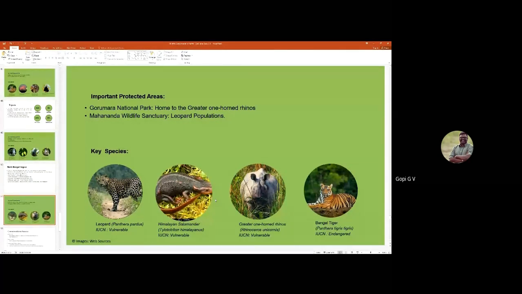So why is it important? Obviously it is present in the wetlands. One important thing taxonomically is that it represents one order, and this is the only representative of this one family, one genus and one species, Tylototriton himalayanus. So this is a very important species.